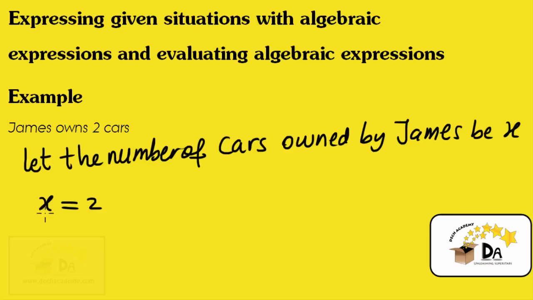James owns 2 cars. If I say x is equal to 2, that means the number of cars owned by James is equal to 2, because that's what x means. X means the number of cars owned by James. So what this equation is saying is the number of cars owned by James is equal to 2. And you'll find that as we express given situations with algebraic expressions, most of them will be equations, some may be inequalities. So let's look at another example.